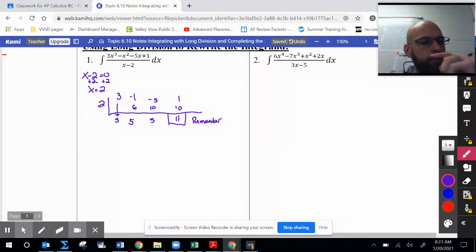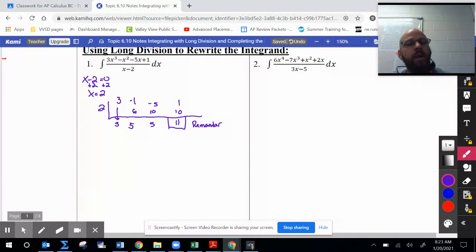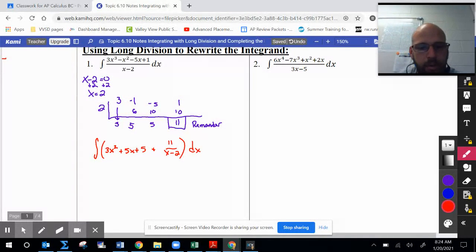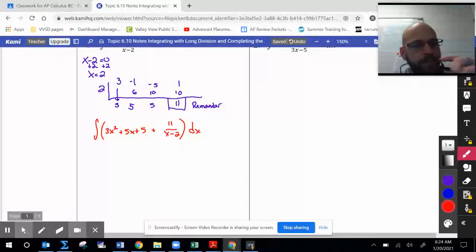Okay, so if I wanted to write this now, we divided by a linear term, so it's going to go down by a full degree. So my new integral, change colors here, is going to be 3x squared plus 5x plus 5 plus 11 over the x minus 2. And we are going to integrate this. And now if you notice that most of this is just a polynomial, we just have that remainder that's left.